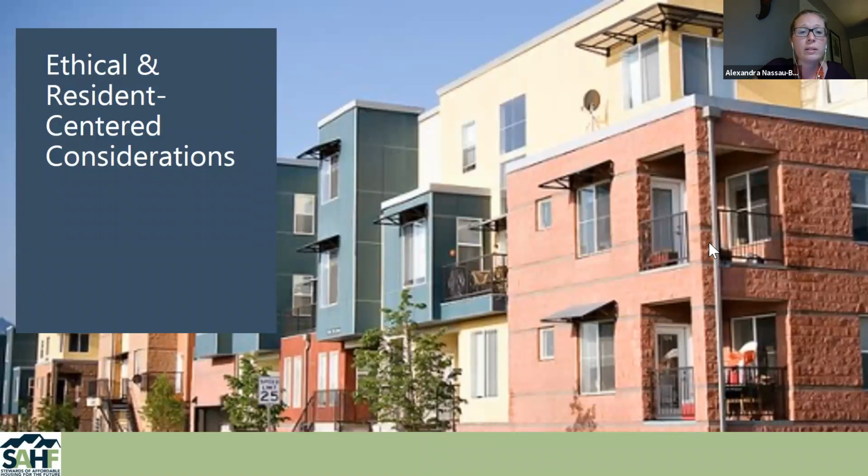So Nicole talked a lot about the different types of data and some of the trade-off considerations and a bit about the value of the data in our own operations and practice. But there are also significant ethical considerations that need to be taken into account when collecting personal data from people.